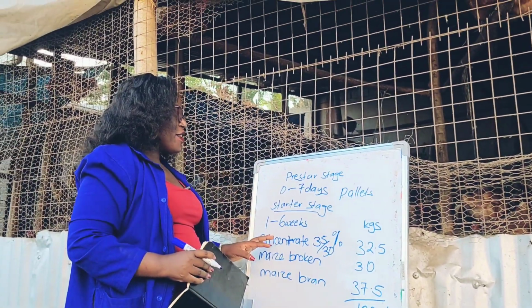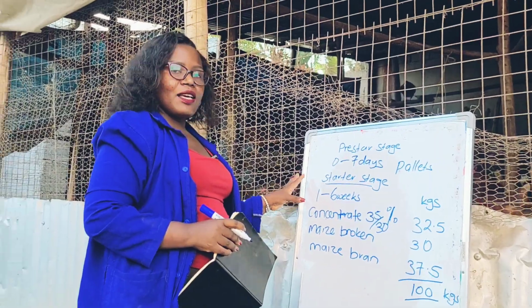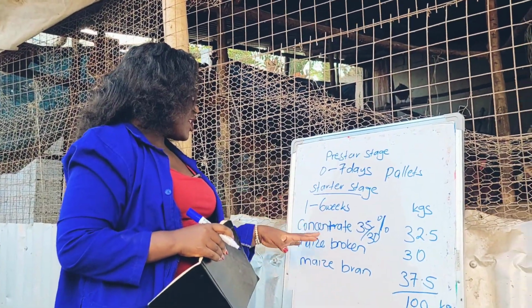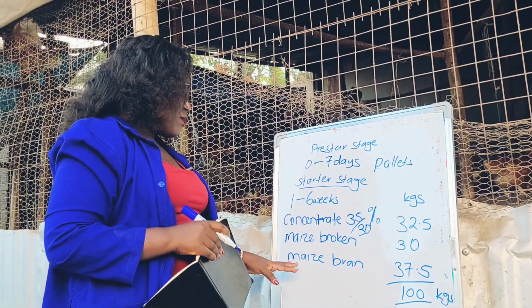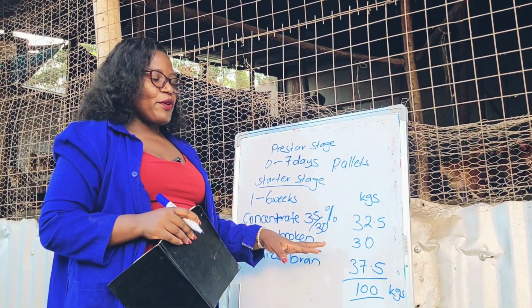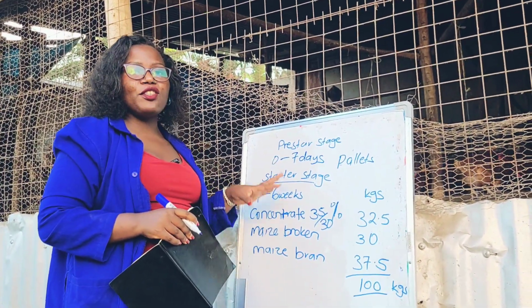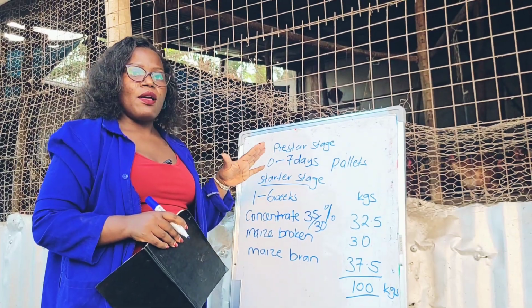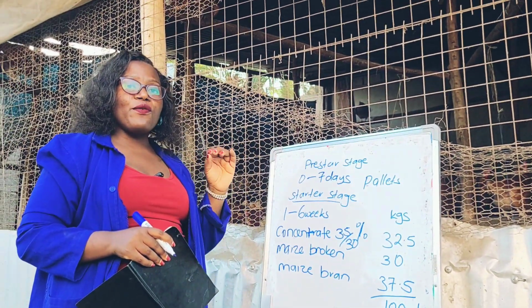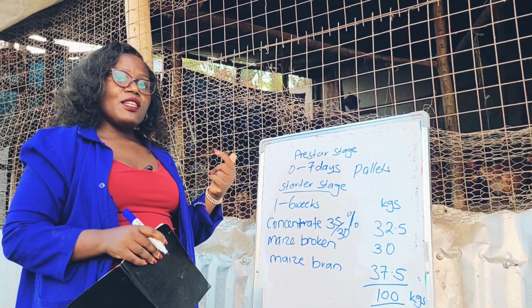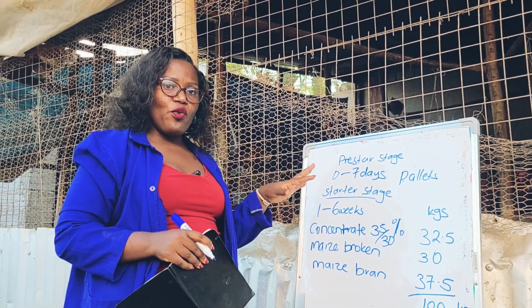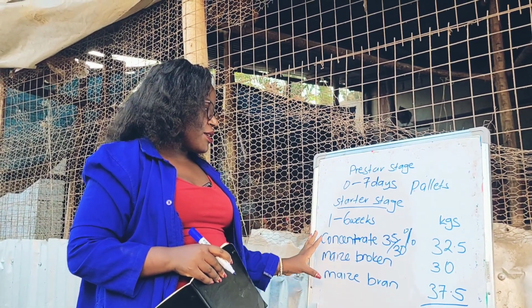So this is the feeding formula at the starter stage. We have the concentrate, and then we have maize broken 30 kilograms, maize bran 37.5 kilograms. At this stage, you're not supposed to give lime. If anyone gives you a formula whereby at this stage they've put for you lime, just know that that formula is wrong. We are not supposed to give lime at this stage.